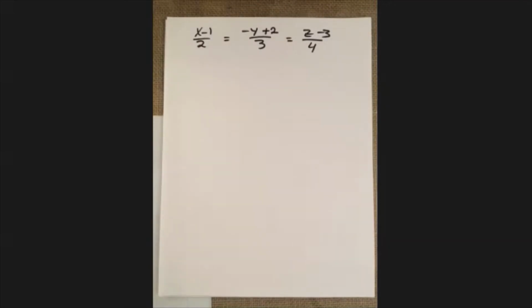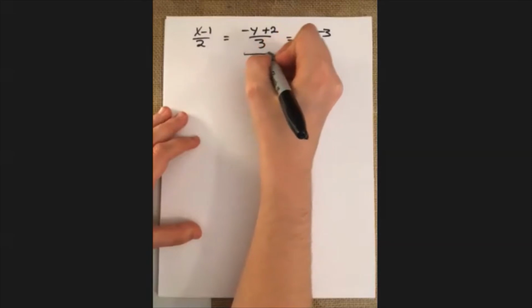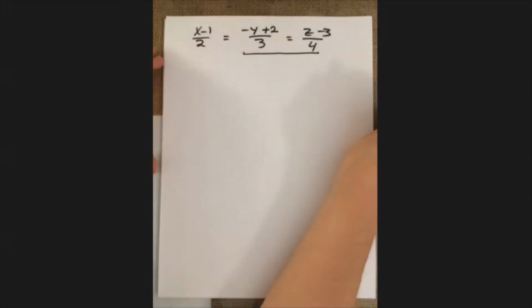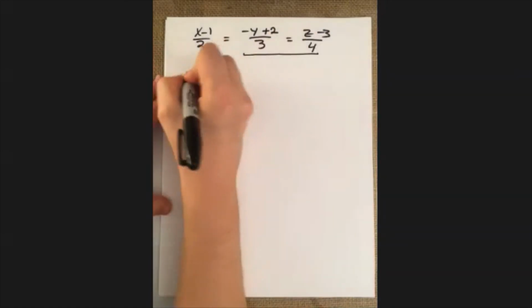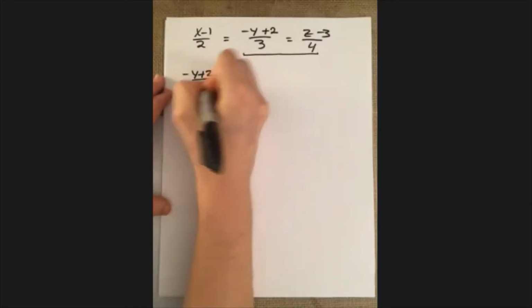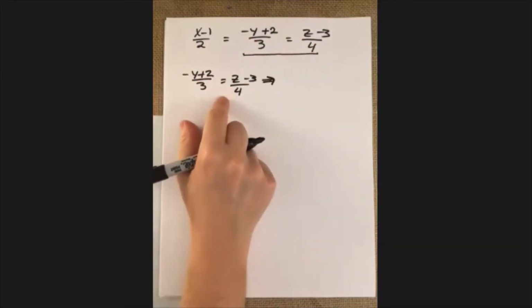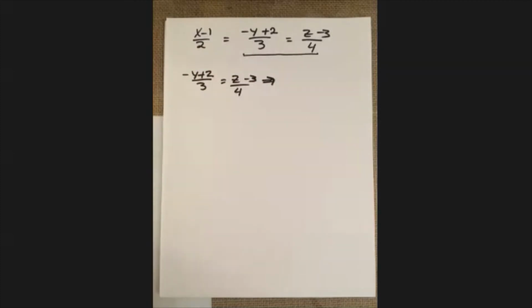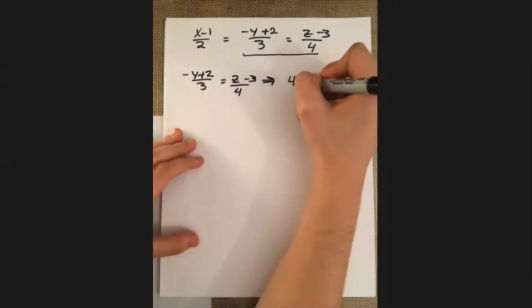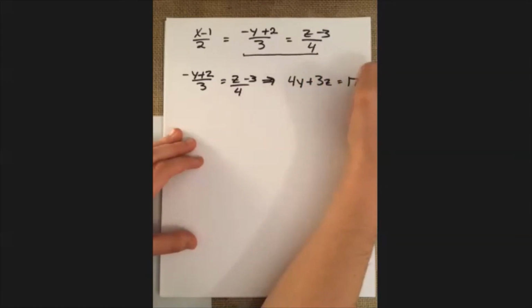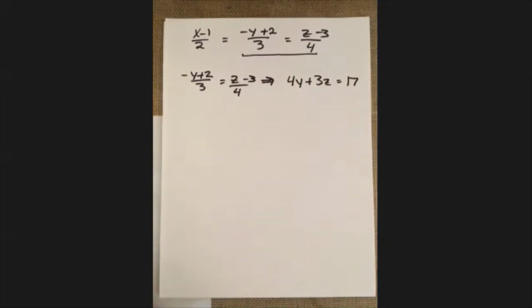And now I need to start solving some things. We can start with these two right here and simplify some things down and see what happens. If I have -(y + 2)/3 equal to (z - 3)/4, rearranging this, putting the y and z on one side and all the numbers on the other side, what you wind up with in this case is 4y + 3z = 17. And that's as much information as we can get out of those two.